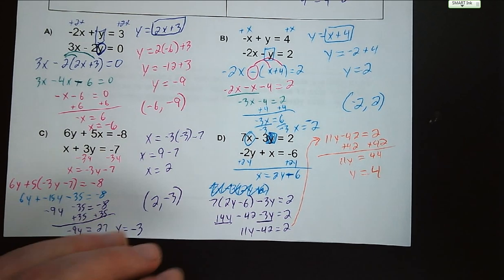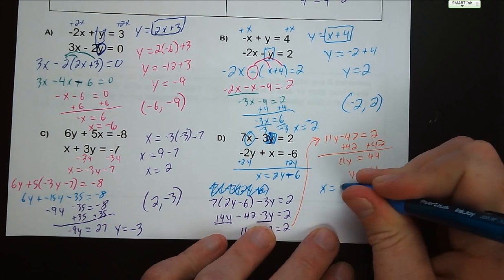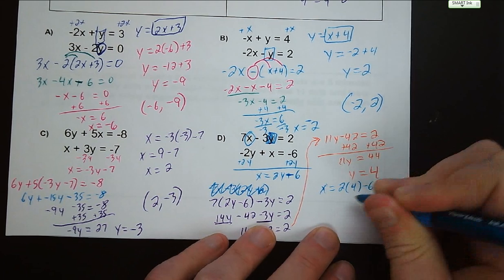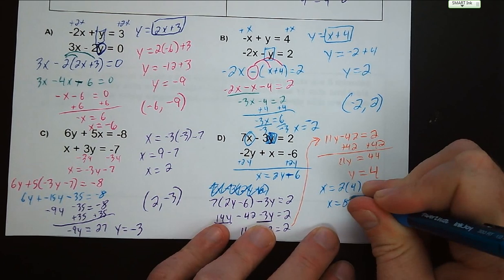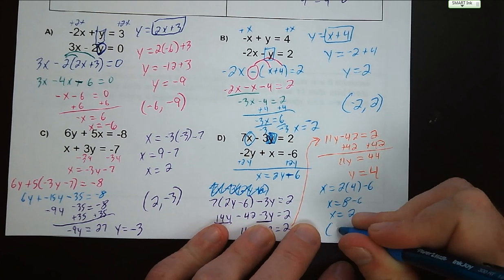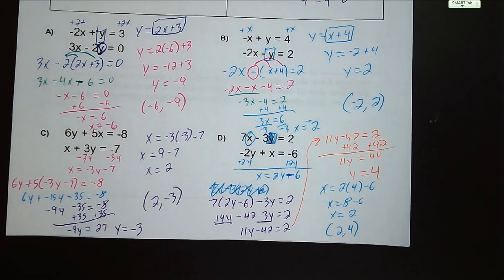We're going to substitute that into our original equation for x. We have x equals 2 times 4 minus 6. x equals 8 minus 6. x equals 2. So our solution is 2, 4.